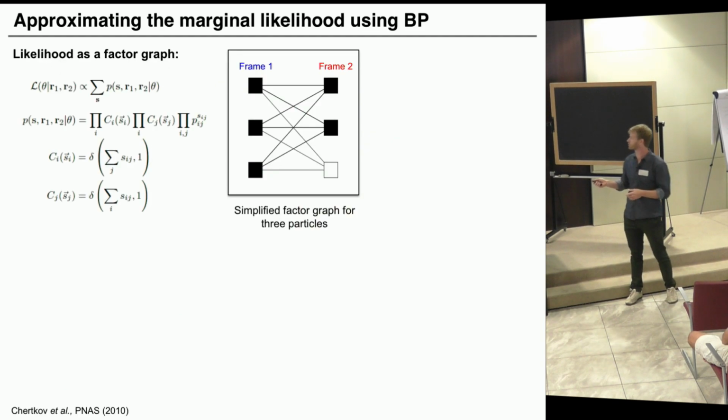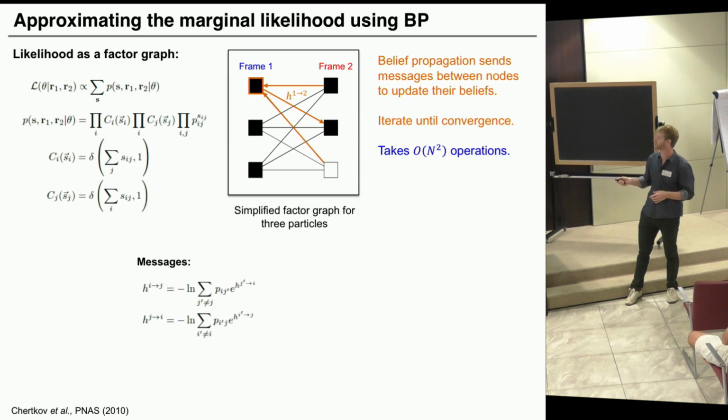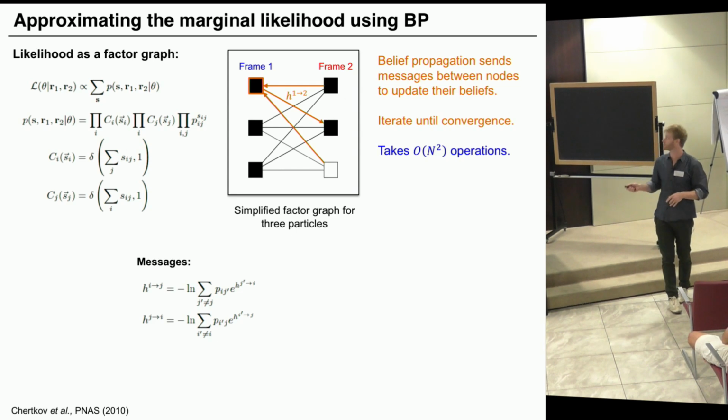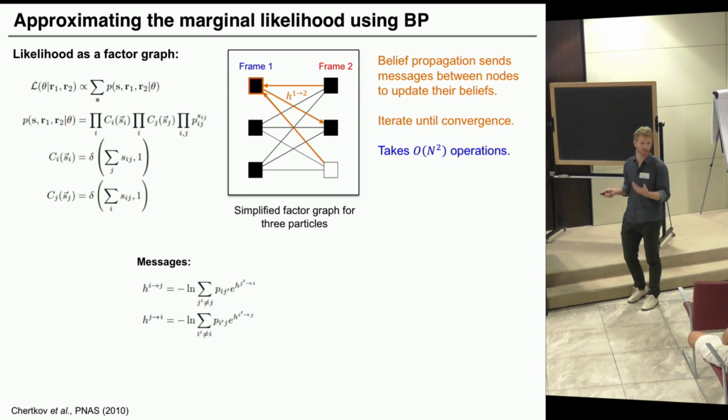I'm going to skip a little bit quickly, but basically we write the likelihood of the matching as a factor graph. This is the factor graph. Belief propagation works by iteratively sending messages between nodes about the belief of each node about the state of the other node. The nodes update their own belief about their state from this, and this gives us the marginal probabilities for the state of each node at the end. So the messages look like this.